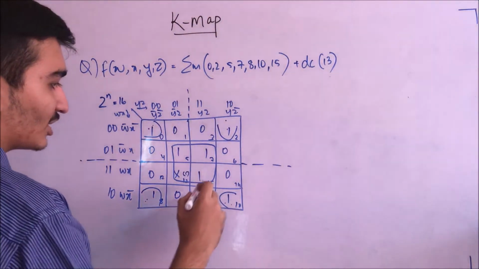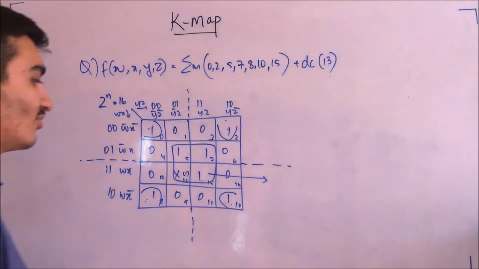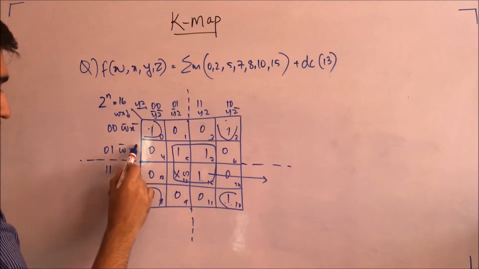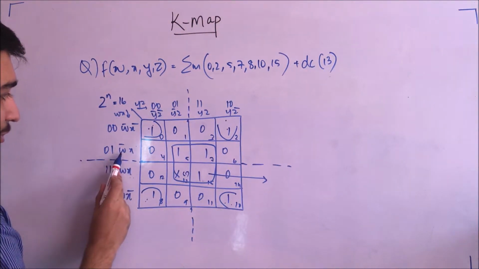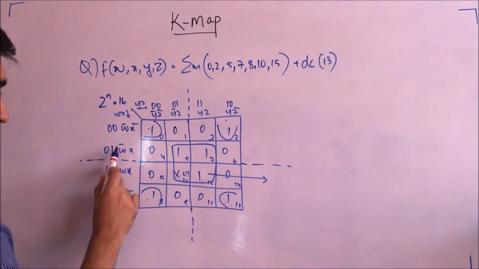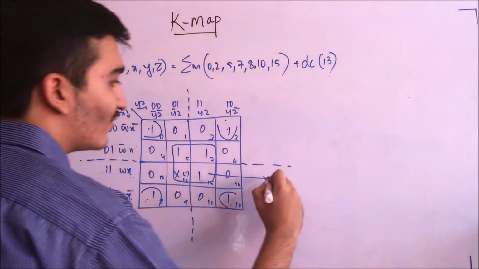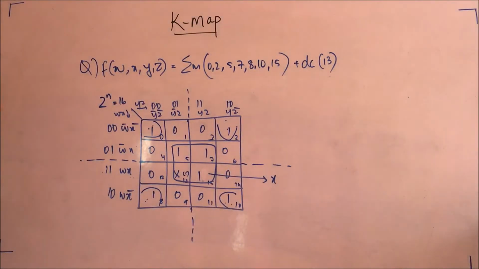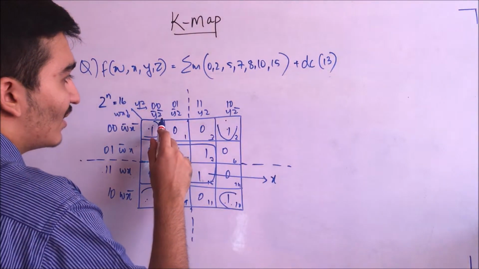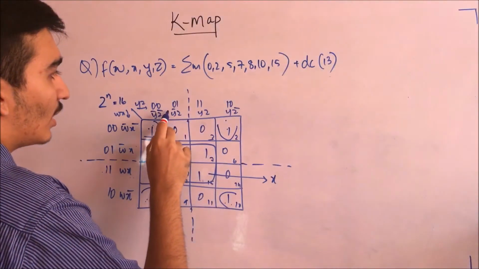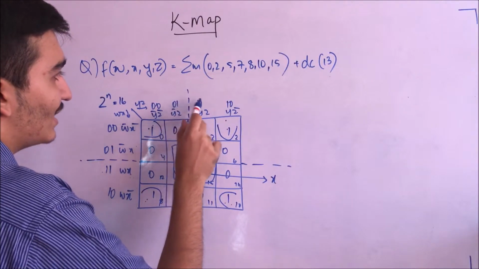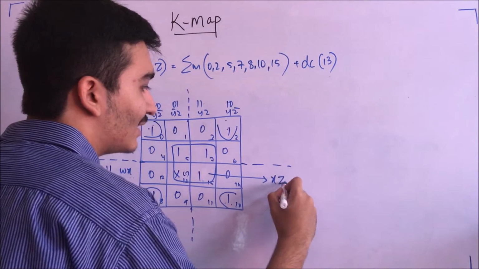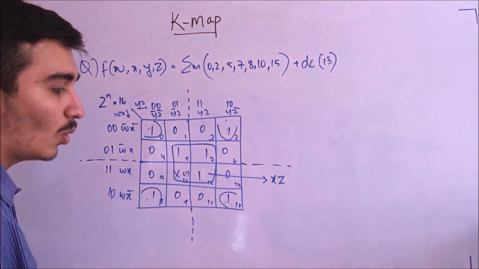So now let me find the output expressions. Let me consider this particular quad first. As you can see, when I'm moving from this cell to this one, my x is constant, whereas w is changing from 0 to 1, which means I'll eliminate w and consider just x, and since it is 1, I'll have the variable itself, which is x, as the output expression. If you consider when I'm moving horizontally, as you can see, when I move from this cell to this cell, y is changing from 0 to 1, whereas z is constant, both ones, which means I'll have x into z as the output expression for this particular quad.